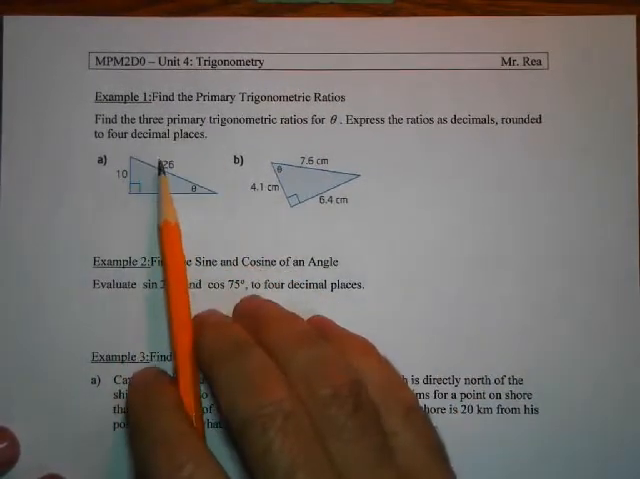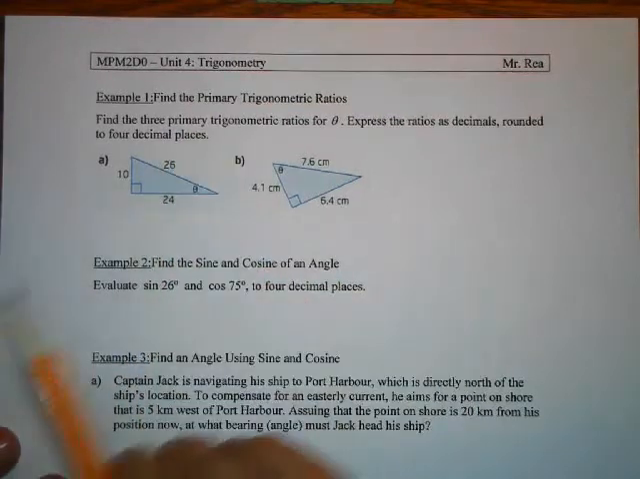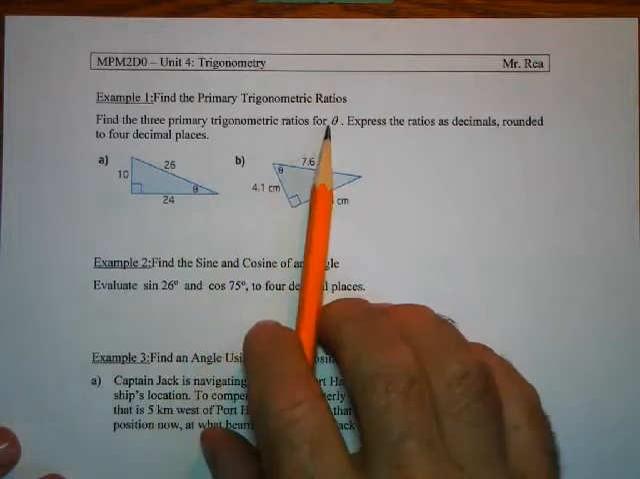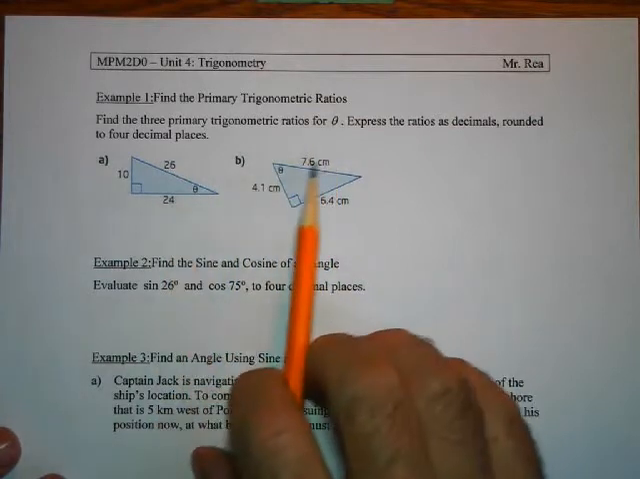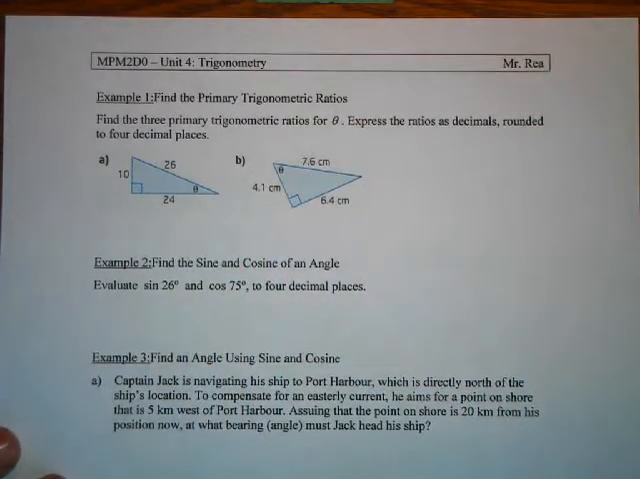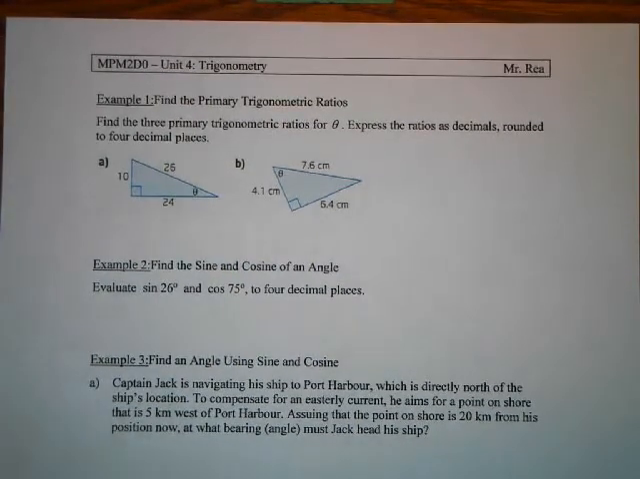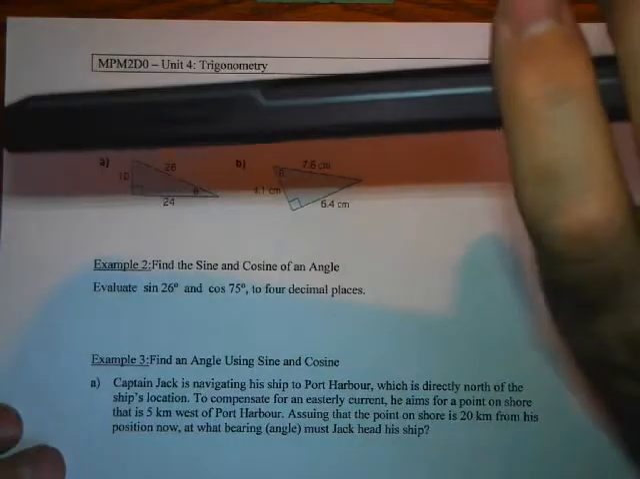Find the three primary trig ratios for theta. Theta is the angle in the corner. Remember, that's the Greek letter theta. Express the ratios as decimals rounded to 4 places. Okay, so get your calculators all working.